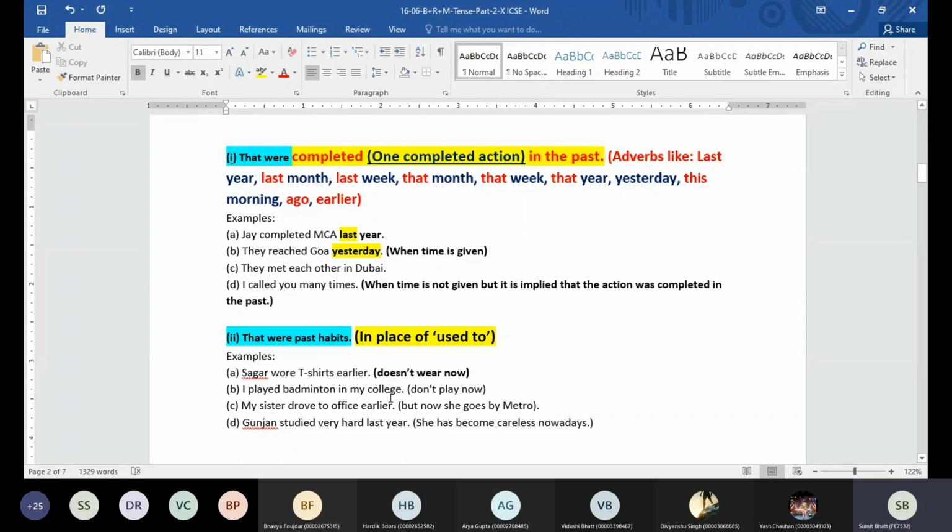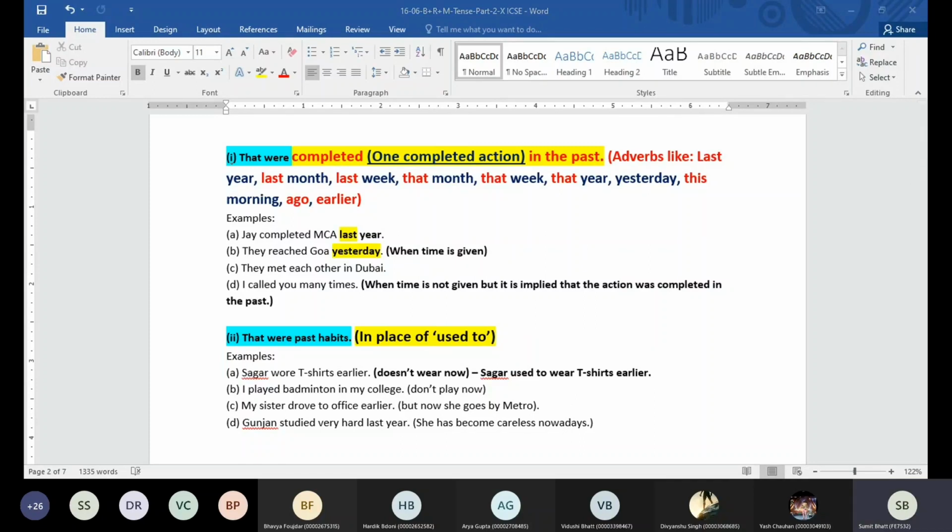Okay, so we can say Sagar wore t-shirts earlier, or how else can we make the same sentence? Sagar used to wear t-shirts. Okay, so either way it is going to be correct. Okay, we can say I played badminton in my college days, or I can say I used to play badminton in my college. So that is up to you whether you use used to and then the first form of the verb, or you simply use simple past tense to describe the past habits of a person or the facts of the past time.